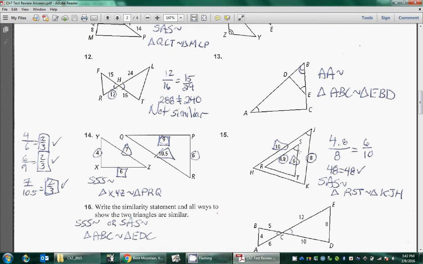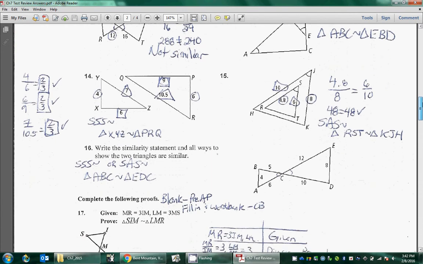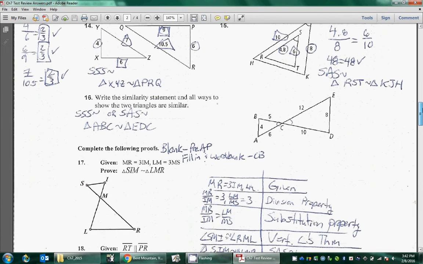For 15, I've got an angle already given to me. I've only got 2 pairs of sides here. So that means I'm doing side, angle, side, or it's nothing. Okay. So the 10 pairs with the 6, because those are both the largest numbers. 4.8 matches with the 8, because those are both the smallest. Okay. Cross multiply, they're equal. If you reduce the scale factor, you would have gotten 3 over 5, so they would have been equal as well. Okay, so you could have done that one 2 different ways.